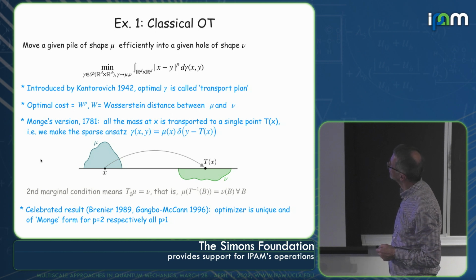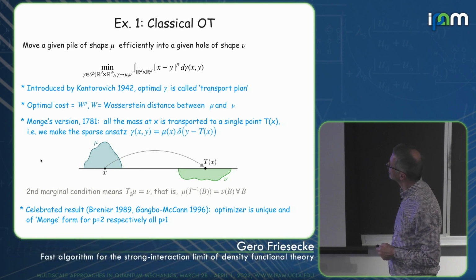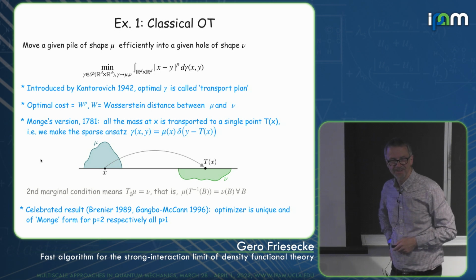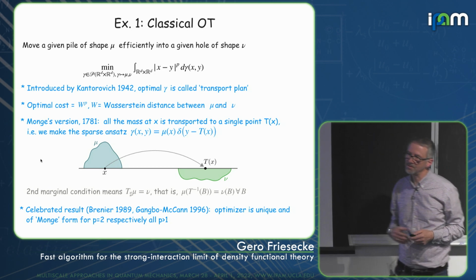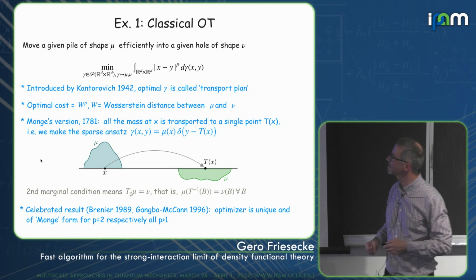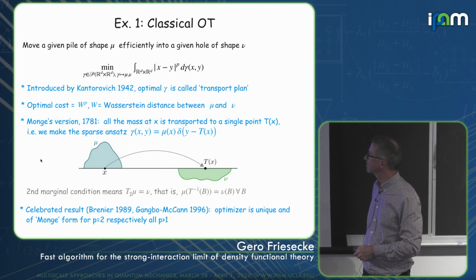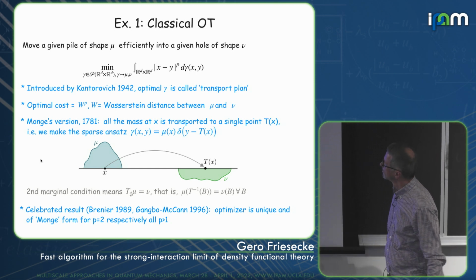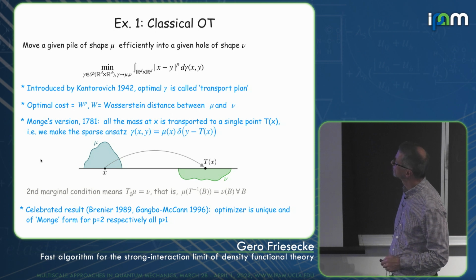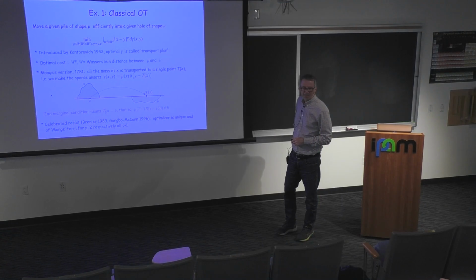The optimal gamma is called a transport plan. So Kantorovich lived in the Soviet Union. In those days there was a planning economy, so these were really producers and suppliers. And then the optimal cost in this case is the Wasserstein distance between the two marginals.